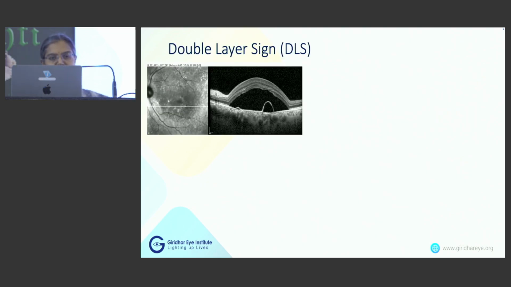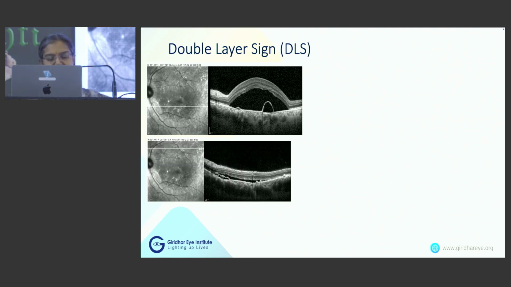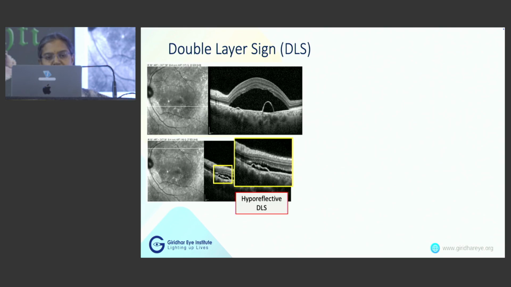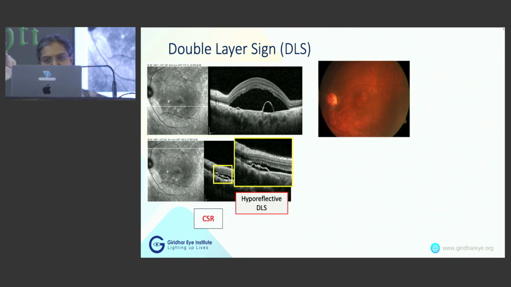Again, this is a patient with CSR and a serous PED, but if we look into another section, we can see another finding, something like a double layer. There is a separation between the RPE and the Bruch's membrane with a hyporeflective space in between the two layers, which we call a hyporeflective DLS, and this is commonly seen in CSR.